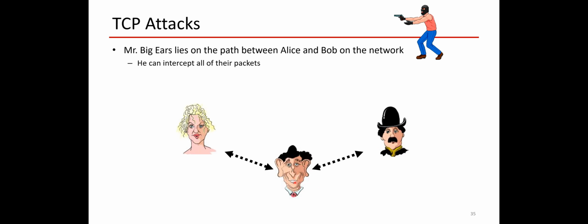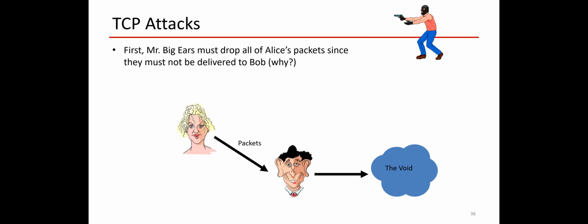He can intercept all of their packets. Let's assume that Mr. Big Ear knows the information. First, Big Ear must drop all of Alice's packets, since they must not be delivered to Bob. If Alice tries to send to Bob, Mr. Big Ear says, "Oh, I'm in the middle, send me a packet and I'll forward it." Then he receives all the packets from Alice, and drops all of them.